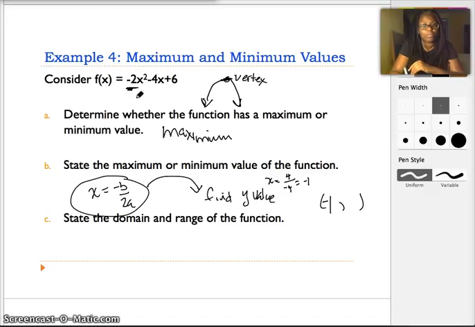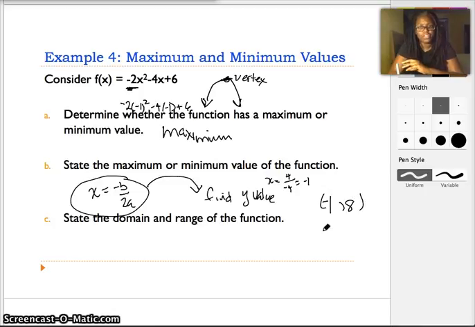Now I'm going to plug that -1 right back in there. So when I plug a -1 in here, it becomes a +1. So I get a -2. So this is going to be, let's do it out, -2 times -1 quantity squared minus 4 times -1 plus 6. So when I do all of this business, I get a -2, a +4, which is going to give me a +2, and a 6, which is going to give me an 8. You can go ahead and check my math. Let me know if I'm wrong.